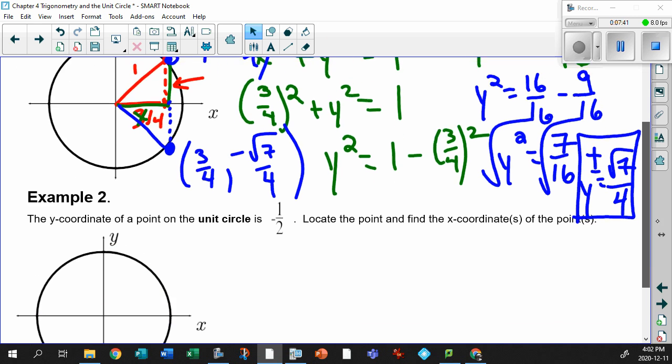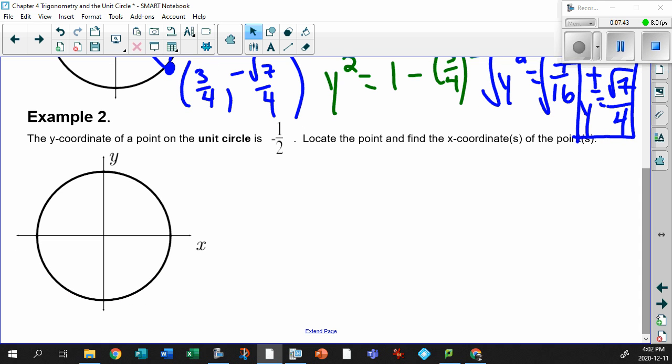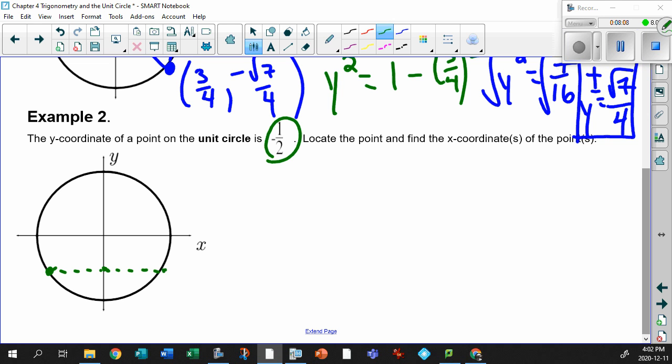Check this out. This now says you have a y coordinate of minus 1/2. So we're going to do the exact same thing here. The y coordinate of the point on the unit circle is at minus 1/2. Well, it's about halfway, looks like about there. So what coordinate are we talking about? Are we talking about this one over here, or this one over there? We're actually talking about both of them.